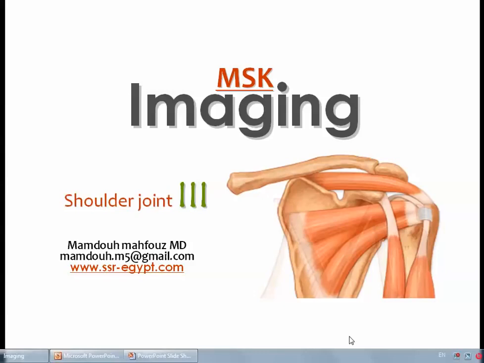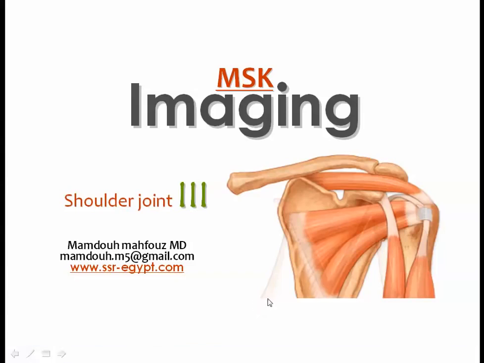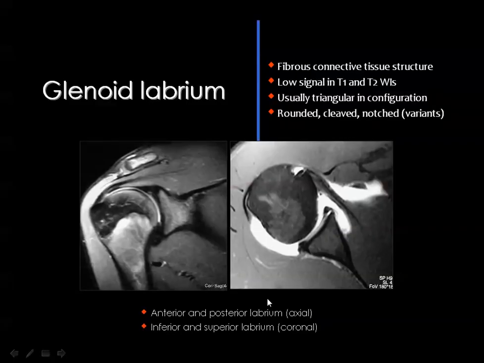Dear colleagues, this is the third lecture in the sector of imaging of the shoulder. We have finished the normal anatomy and technical aspects. Then we discussed the rotator cuff injuries and the impingement syndrome. Now we are going to discuss the instability and the SLAP injuries.